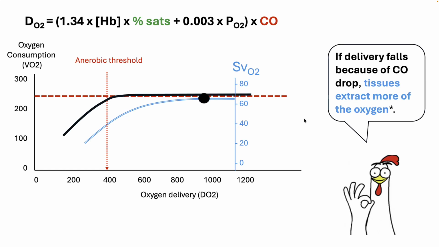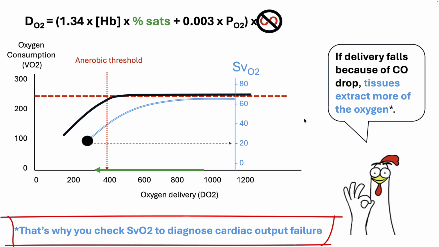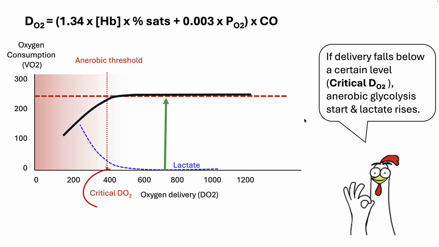Let's look at cardiogenic shock. If you look at the oxygen delivery equation, if your cardiac output is affected, the only way your body can manage oxygen requirement is by extracting more oxygen from the blood. As your cardiac output decreases, your delivery decreases and your SvO₂ starts dropping, and that's why you monitor the SvO₂ in your cardiac ICUs. Once your delivery falls below a certain level, that's called critical DO₂, anaerobic glycolysis will start and lactate will start rising.